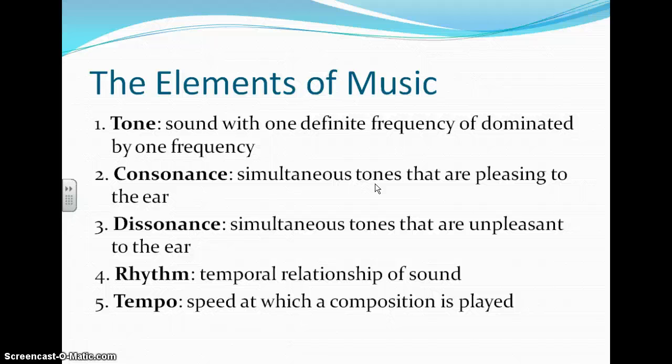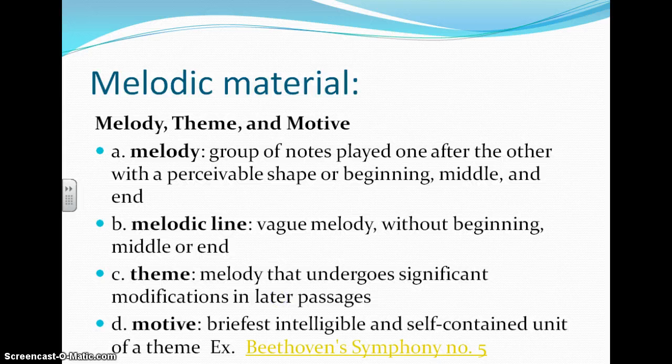Rhythm we should be familiar with. Rhythm is the pulse, the beat of the music, and it's that temporal relationship of how often the sound is emphasized and so forth. Tempo is the speed at which the composition is played, whether it's fast or slow. They have words for that if you've done any kind of music theory. Allegro means fast, largo is slow, moderato is moderate. Just try to remember these basic ones.